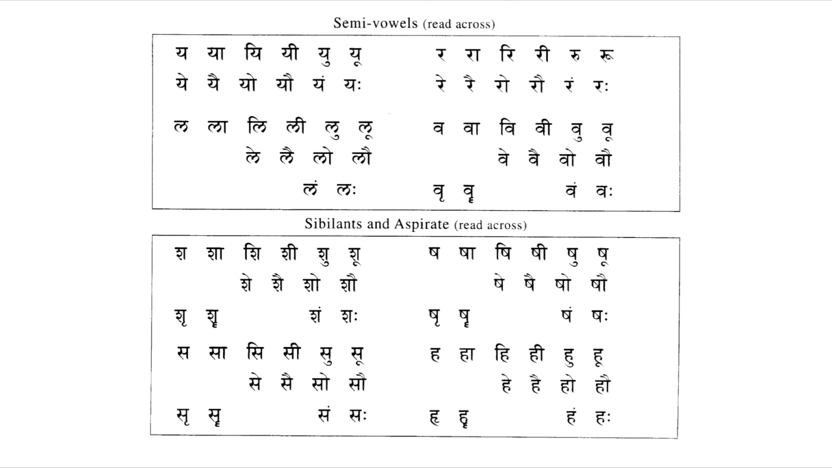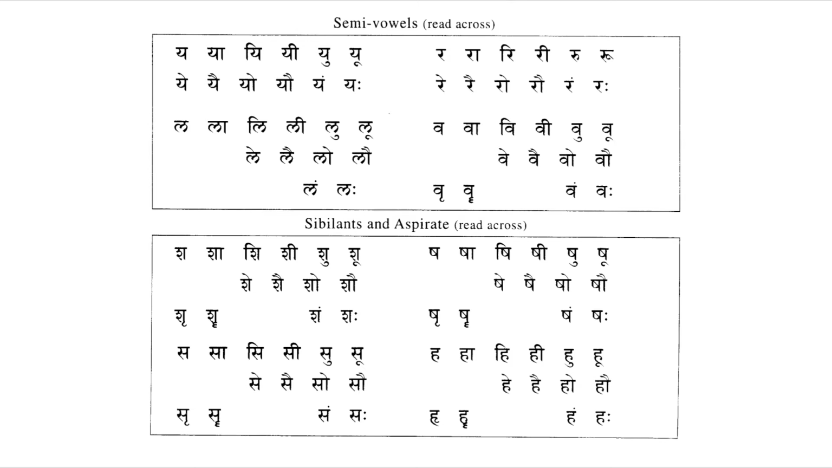Semivowels read across. At position 2, the semivowel y, derived from the vowel sound e. Ya, ya, yi, yu, yu. Yay, yo, yow, yum, ya. Next, reading to the right.